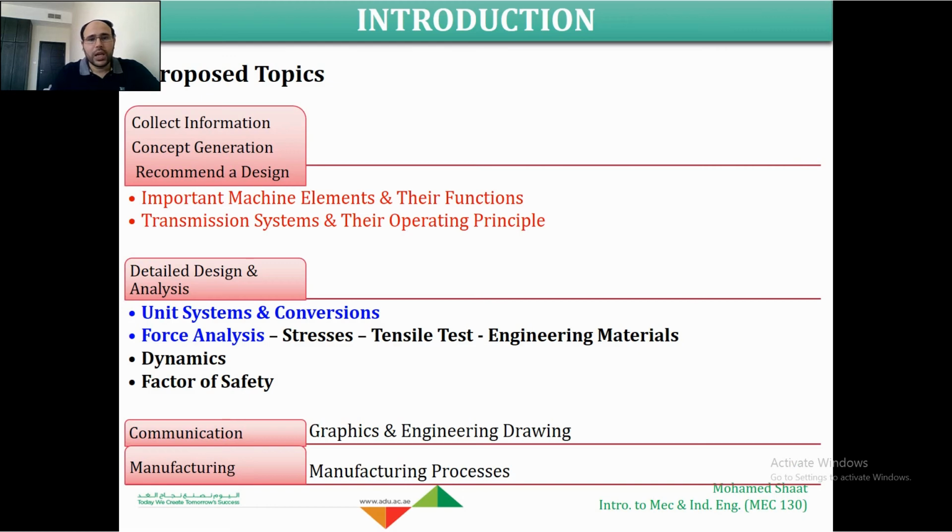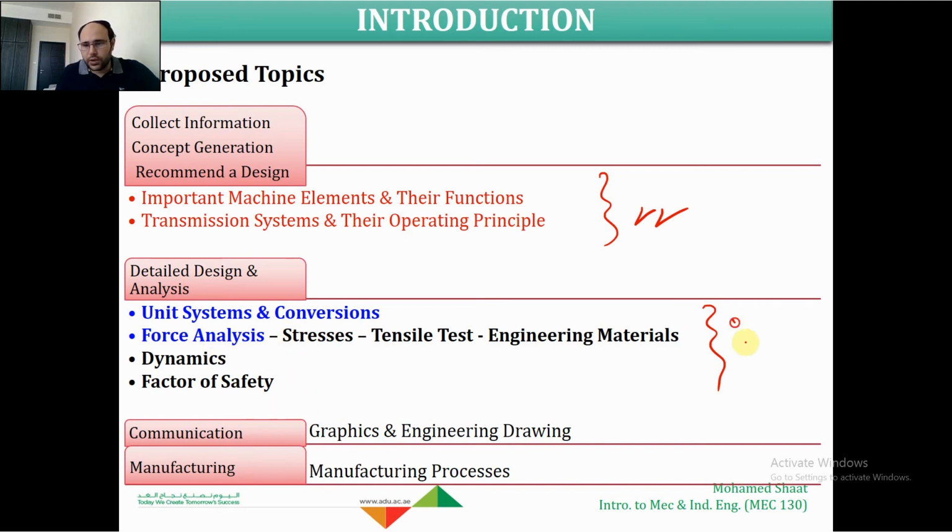This is part 3, and in part 3 and 4 we're going to focus on the following. As we mentioned, in order to do design, you should have some knowledge in certain different subjects and topics related to mechanical and industrial engineering. We discussed over part 2 the different components, the machine elements, their functions and operating principles, and how the transmission system works. In part 3, we are going to discuss the unit system and conversion, and force analysis. Then in part 4, we are going to discuss the other parts.